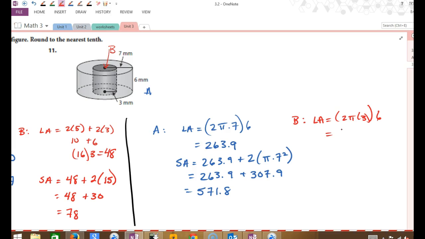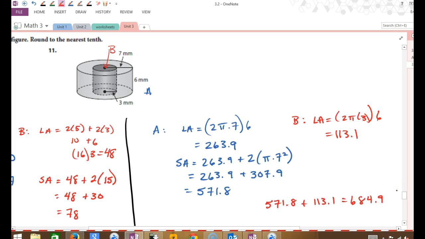So whatever 36 pi is. 2 times 3 times 6. 6 times 6. 36. 36 times pi. It's 113.1. Okay, so then I'm just going to add those two together, and that will be it. So 571.8 plus 113.1. So let's see, what's that? 681.